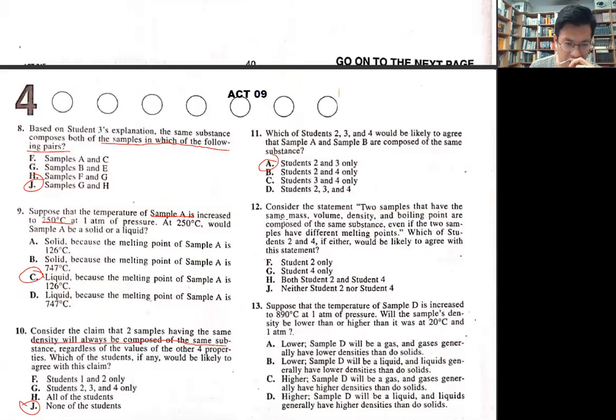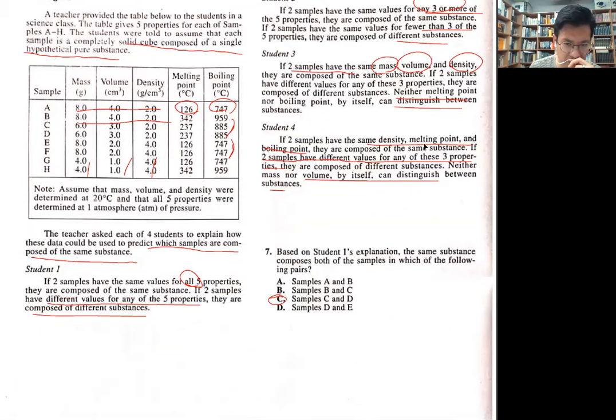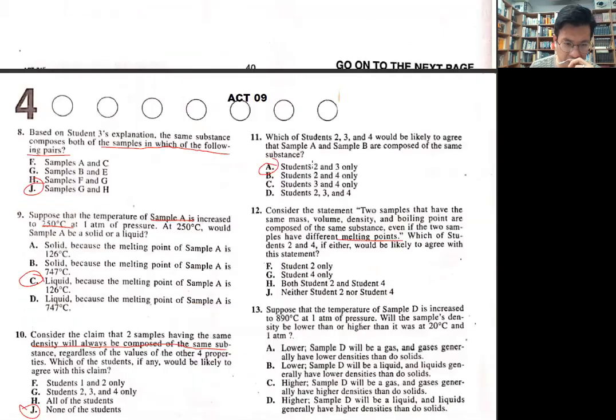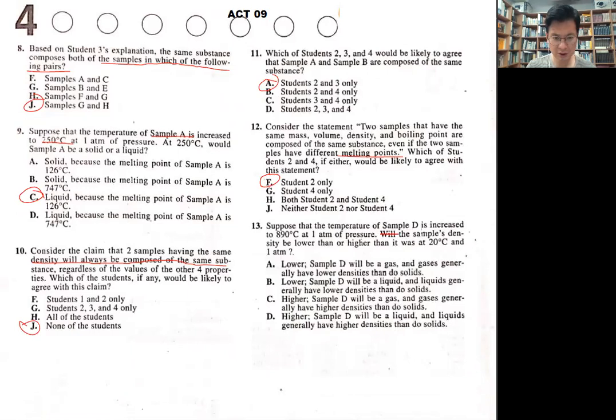Consider the claim that two samples with the same mass and boiling point are composed of the same substance, even with different melting points. Would student 2 and 4 either agree with this? Student 2, yes. Student 4 requires both the boiling point and melting point to match. So it's only 2. Next, increase the pressure, and the sample density is lower than or higher than 20 and 1.